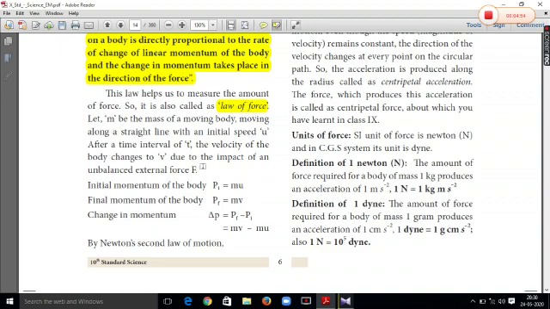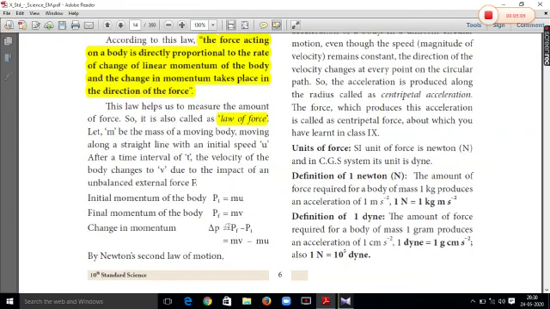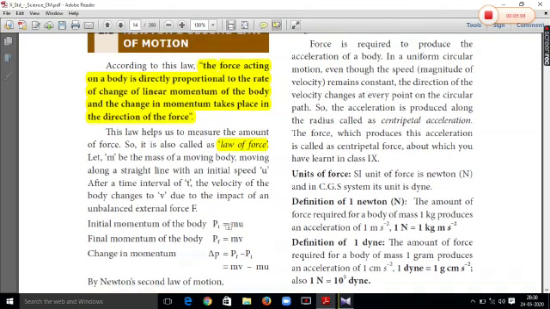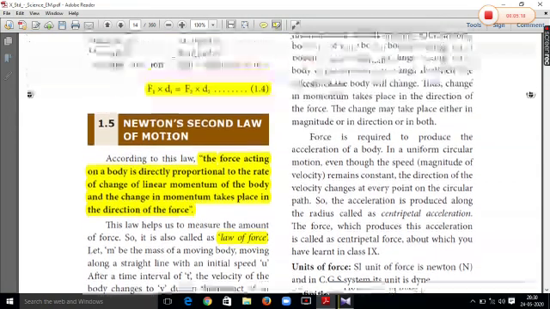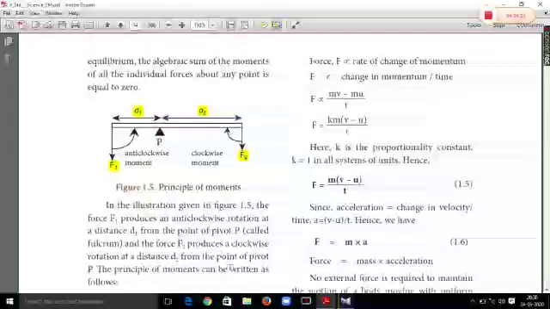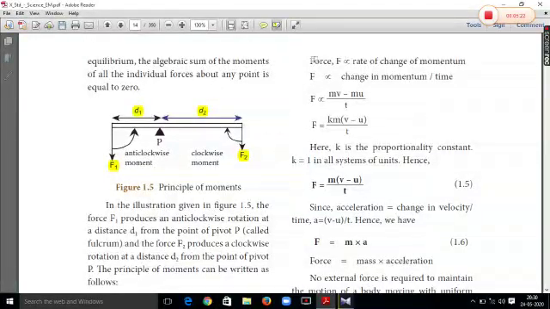Here, P represents momentum, that is, momentum is equal to mass into velocity. So, Pi is equal to mu. Final momentum of the body Pf is equal to mv. Change in momentum is equal to final momentum minus initial momentum, which is Pf minus Pi, equal to mv minus mu. By Newton's second law of motion, force F is proportional to rate of change of momentum.